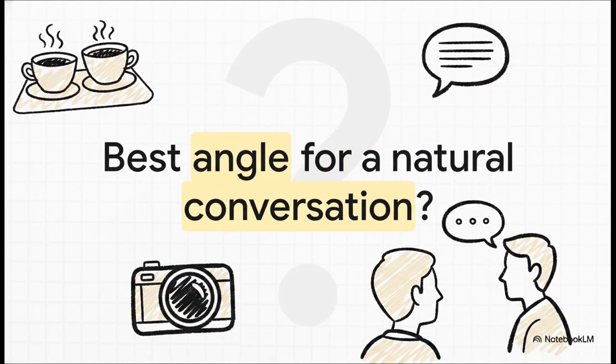Okay, final question for the quiz. Two friends are having a really lively conversation at a local coffee shop. Which angle do you use to make the audience feel like they're sitting right there at the table, listening in? The ideal choice here is the over-the-shoulder shot. It gives you that perfect, completely natural conversational feel.